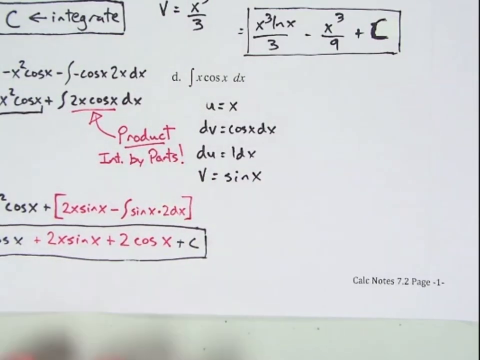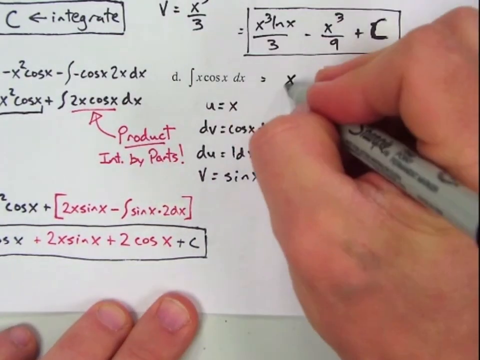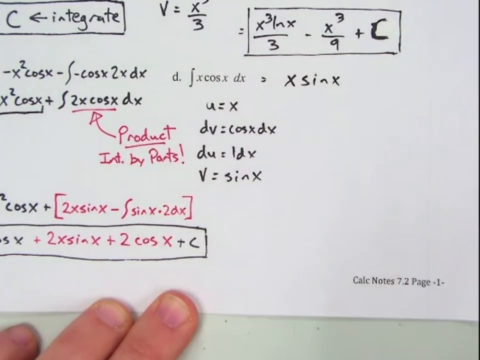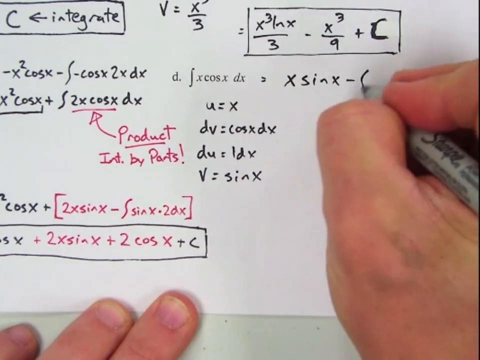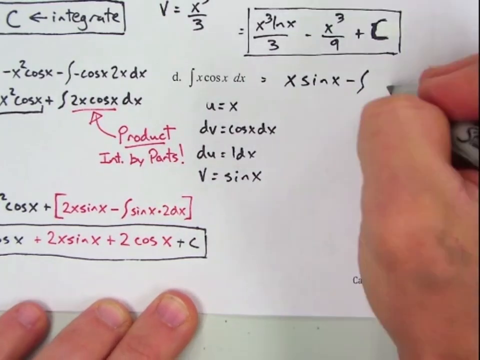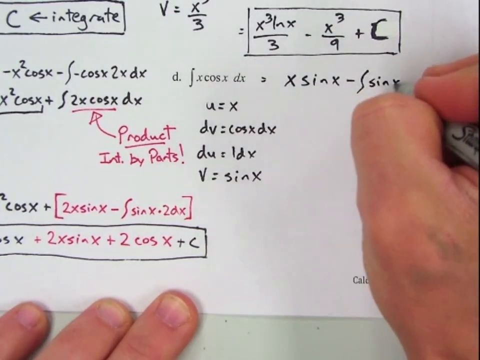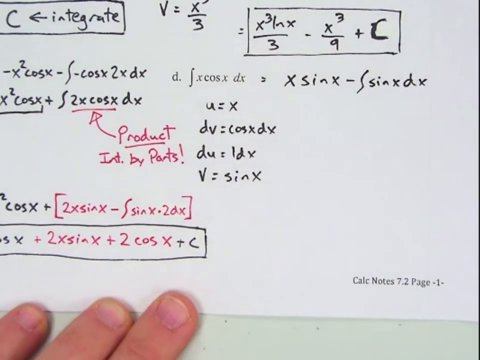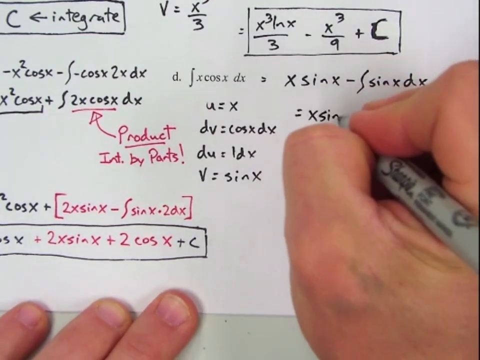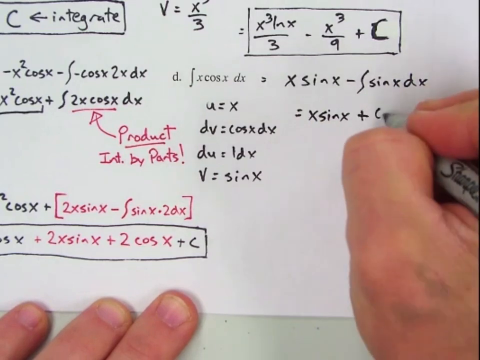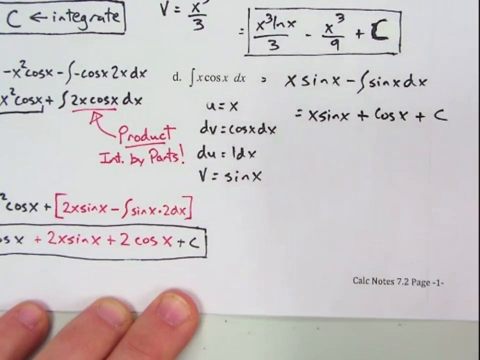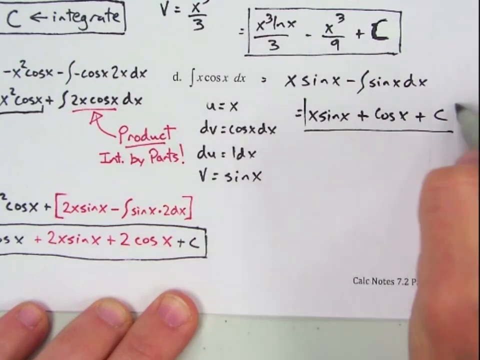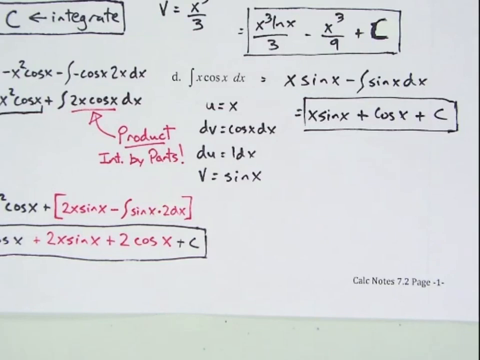So uv is x sine x, minus the integral of v du, which is just sine x dx. Just like before. The integral of sine x is just negative cosine, and then you have a double negative there. So that one was just one round. Done deal.